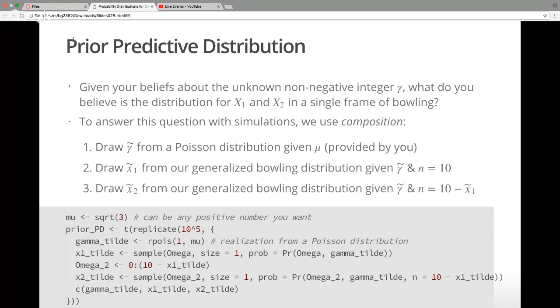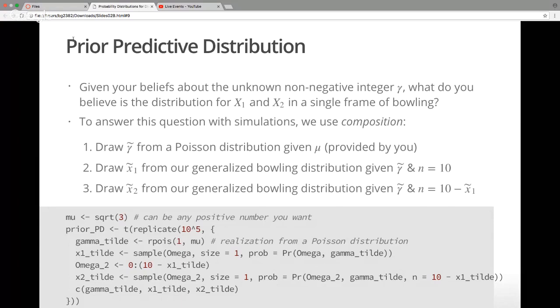But since we've only learned two distributions and one of them is the Poisson, we're just going to go with the Poisson for this one. Loosely speaking, the bigger gamma is, the worse bowler you are. But actually the pins are not very sensitive to gamma. They're just slightly sensitive to gamma. But you can maybe imagine that there's actually a stronger relationship between gamma and the probability of knocking over pins. But just to simplify, bigger gamma, worse bowler.